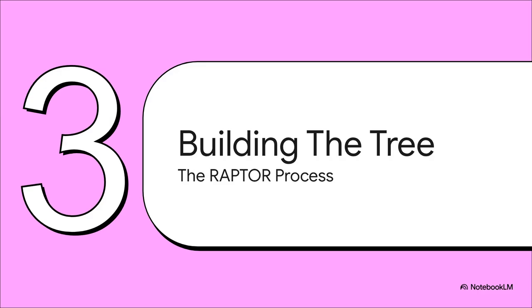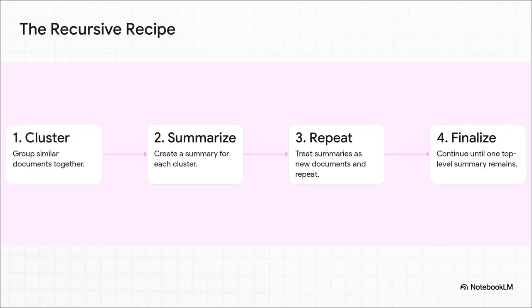Okay, so how does it actually build this tree? The process is what we call recursive, which sounds complicated, but I promise the logic is super intuitive once you see it laid out. It's really just a simple recipe that repeats itself. Step 1, it finds similar documents and clusters them together. Step 2, it uses a large language model to write a summary for each of those clusters. And step 3, this is the really cool part. It takes those new summaries and treats them like brand new documents. And then it just repeats the whole process. It clusters the summaries, summarizes them, and keeps going and going until there's only one single top-level summary left.